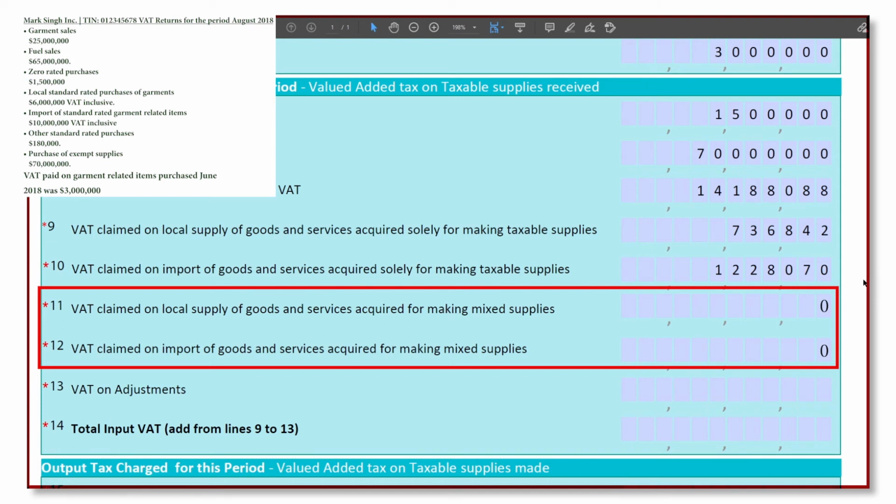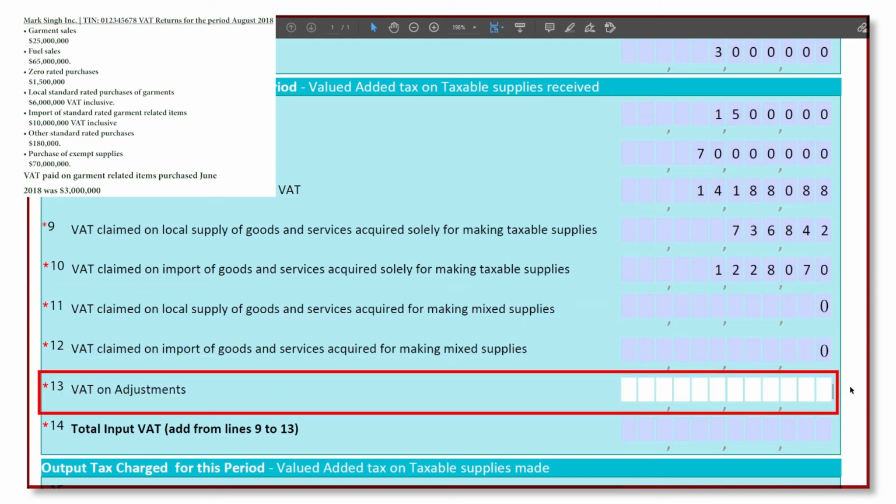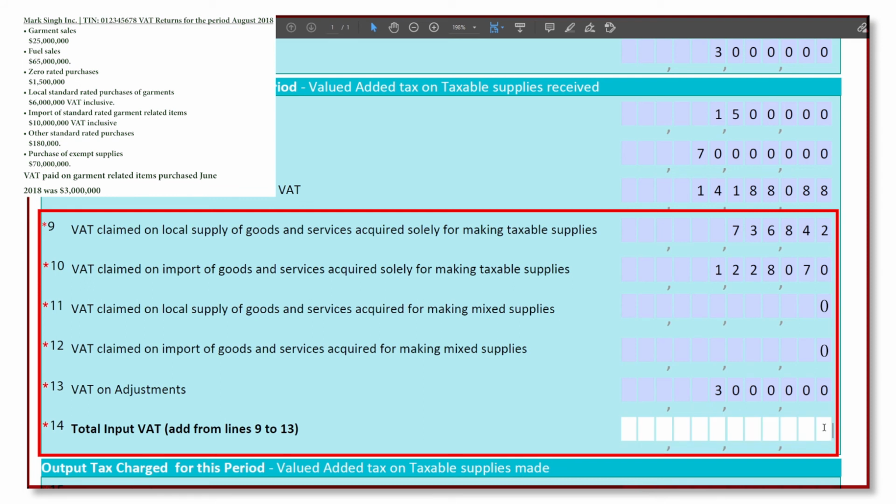Next, in line 11 and 12, the company incurred 0 VAT claims on the local supply of goods and services acquired for making mixed supplies, and VAT on the import of goods and services acquired for making mixed supplies. The good news is the company is entitled to include the $3 million for the VAT paid on garment-related items purchased in June 2018. Therefore, we enter that figure in line 13. Add lines 9 to 13 and insert the total input VAT, which is $4,964,912.